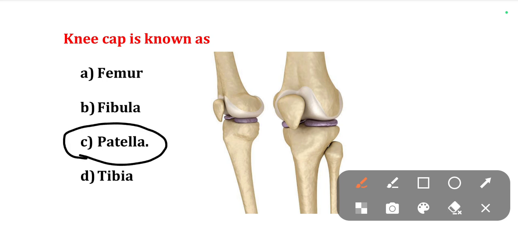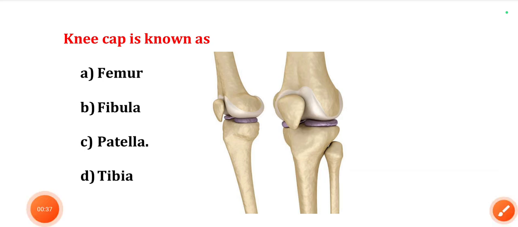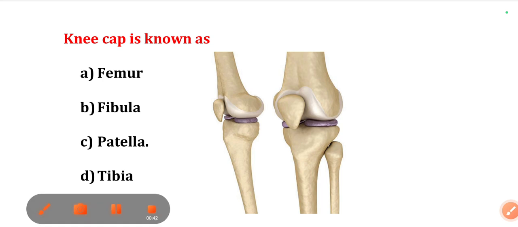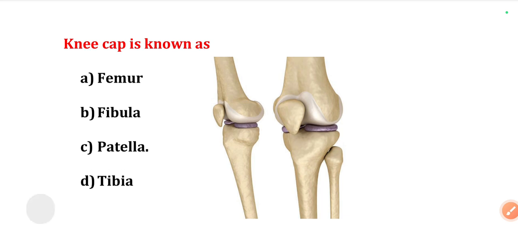So patella is the bone. Here you can see the picture. This is called a triangular bone, the small bone. It is called a kneecap, and it is also known as the sesamoid bone. Sesamoid bone means this bone is formed within tendons.